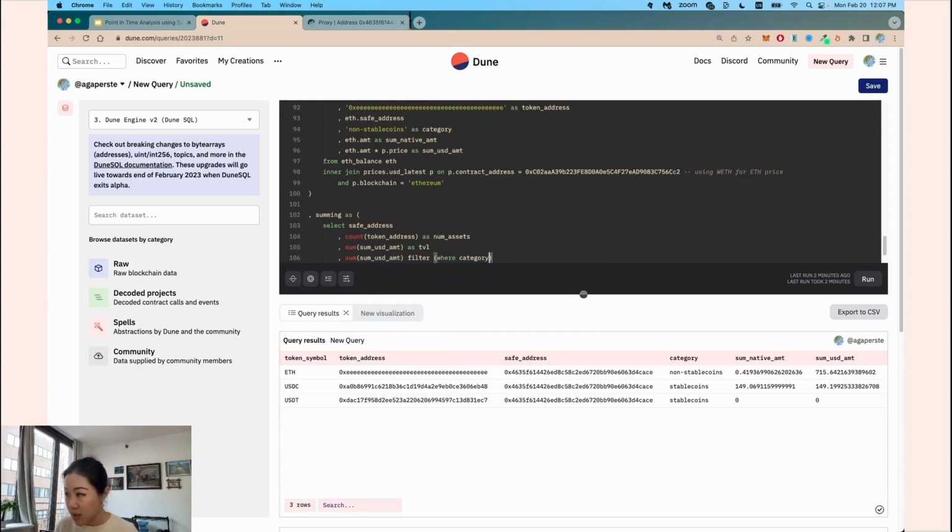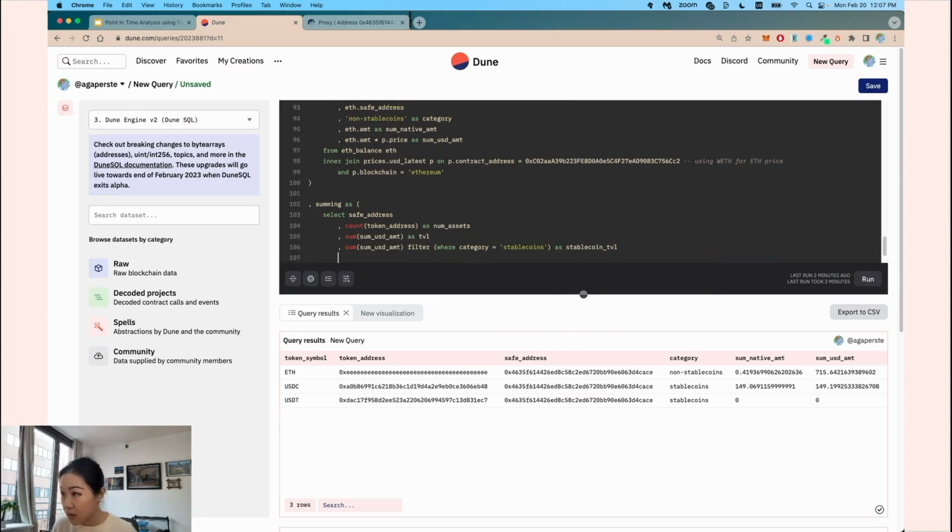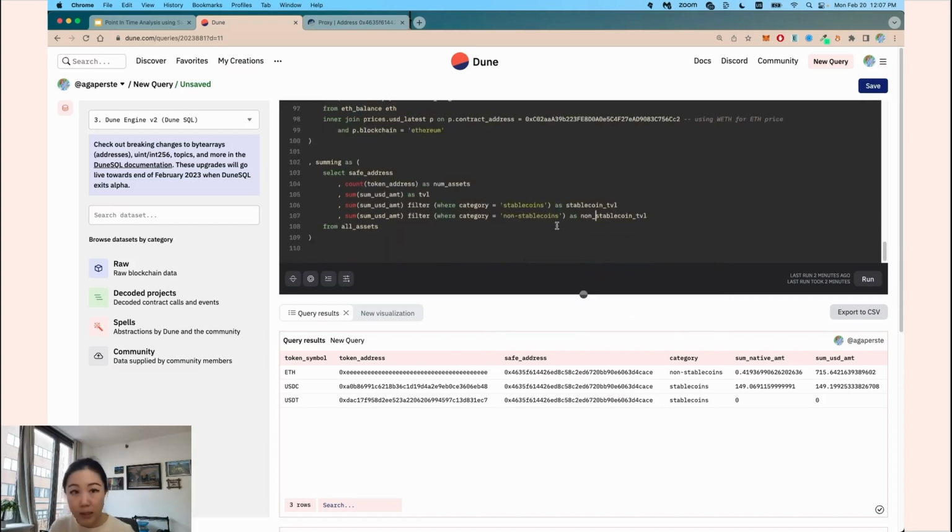Next up, we are going to sum this up again, except this time we're doing a filter for where the category is equal to stable coins, and then this way it is our stable coin TVL, and then going to copy paste this and say non-stable coins, and then also this would be non-stable coin TVL. And then, as we said, we want to group by the safe address, so group by 1.